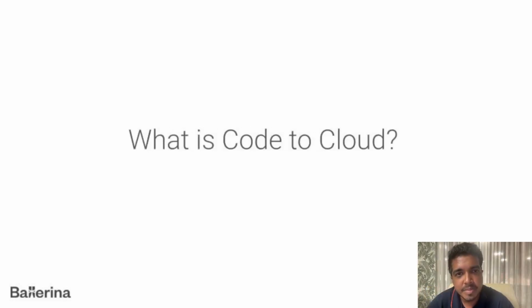Now that you have some basic understanding of Docker and Kubernetes, let's try to understand what Core to Cloud is and how it helps you. Core to Cloud is a package built in Ballerina which analyzes your code and builds the optimal artifacts required to deploy your code in the cloud in a cloud native way.